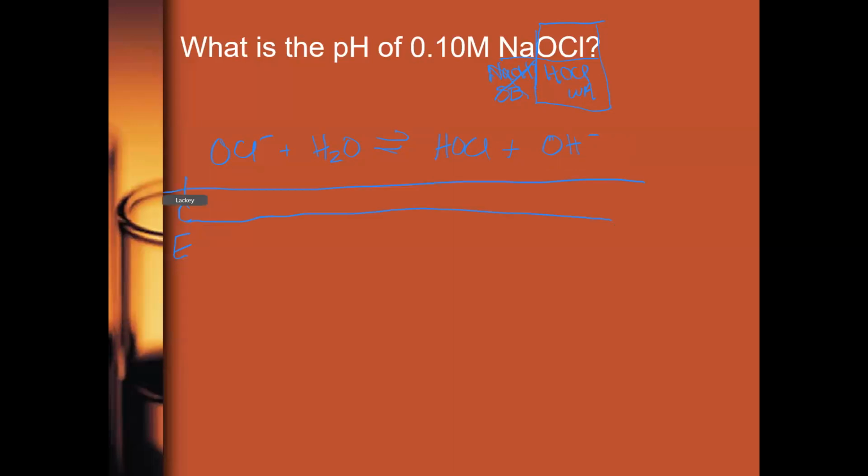remember, we ignore water. Since it's a 0.1 molar NaOCl, that is going to be our concentration of the OCl negative ion. And we have none of the parent acid or hydroxide to start with. From the previous problem, we found that Kb of OCl negative was 2.9 times 10 to the negative 7. So we need these equilibrium values to plug in for Kb.